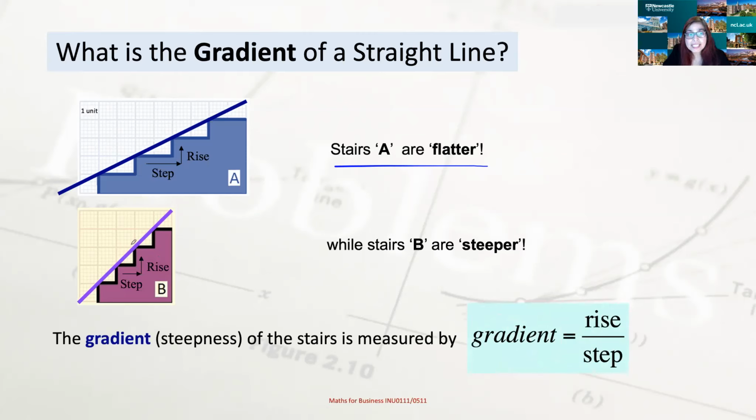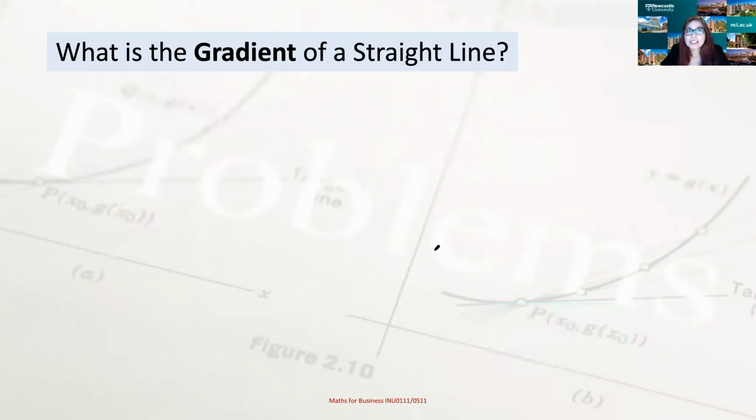And this steepness of the stairs is measured by gradient. How do we determine that? The gradient, the steepness, is nothing but the ratio of rise to step, that is rise divided by step. That gives you the gradient. Okay, so let's try to find the gradient for this equation.